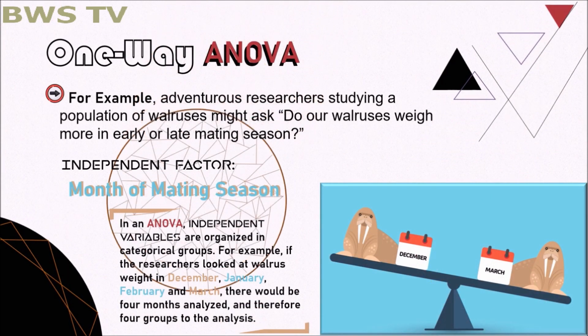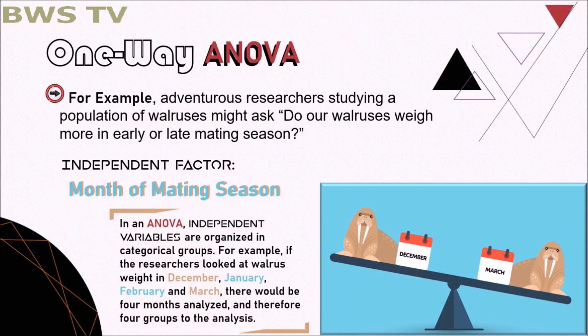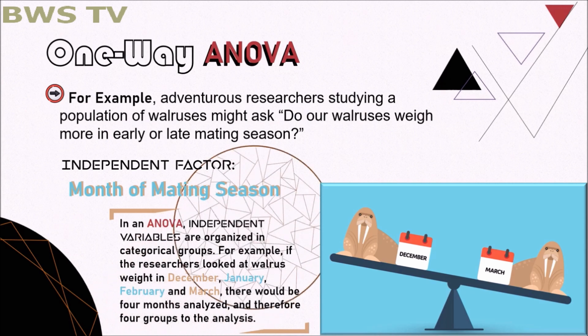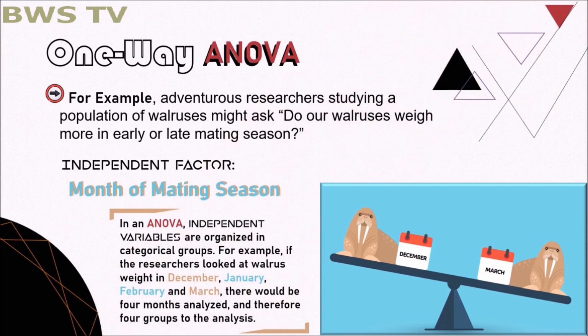For example, adventurous researchers studying a population of walruses might ask, do our walruses weigh more in early or late mating season? Here, the independent factor is month of mating season. In ANOVA, independent variables are organized in categorical groups. For example, if the researchers looked at walrus weight in December, January, February, and March, there would be 4 months analyzed and therefore 4 groups to the analysis.